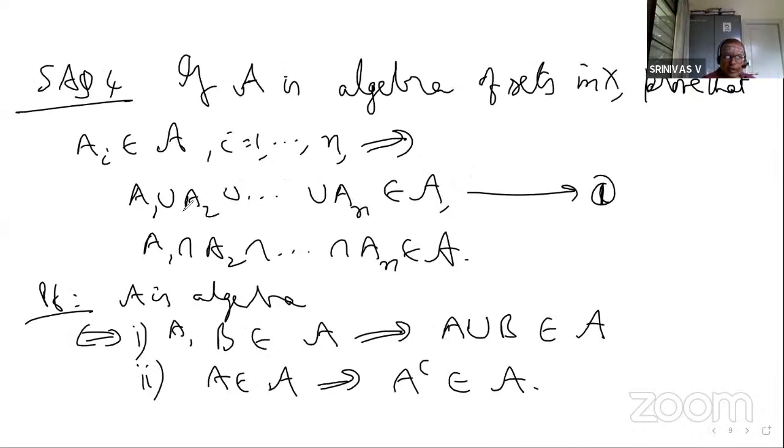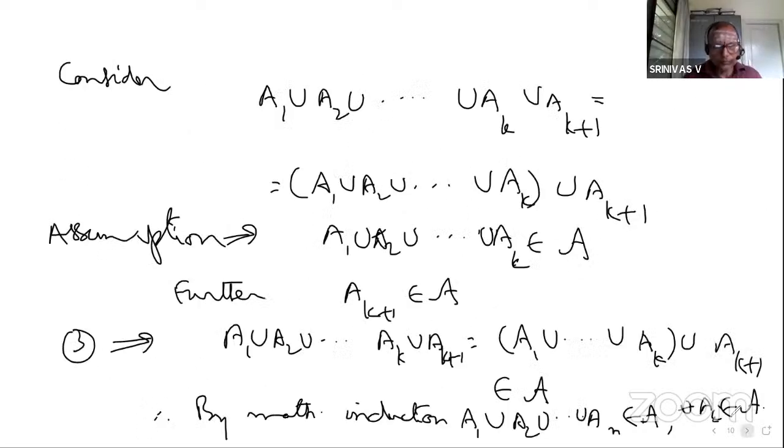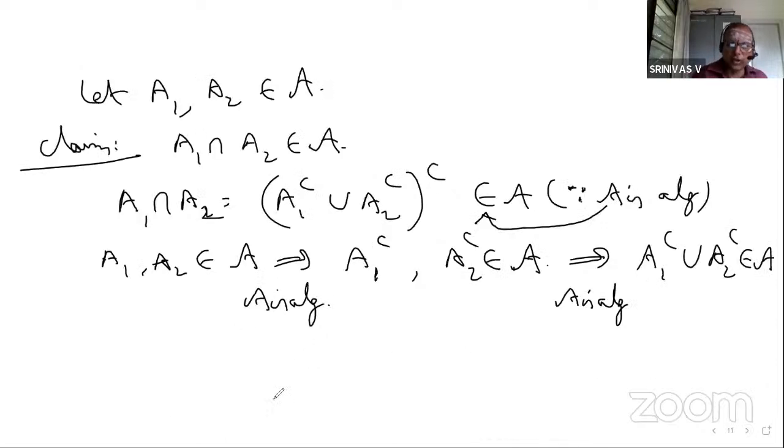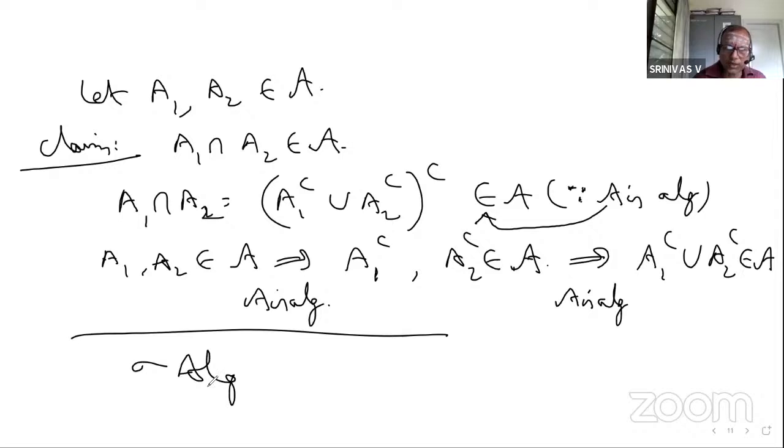The next one is similar to this. You replace unions by intersections. That is the only difference. So this is about algebra, and then you will be studying sigma algebra, and then you will be studying Borel sets.